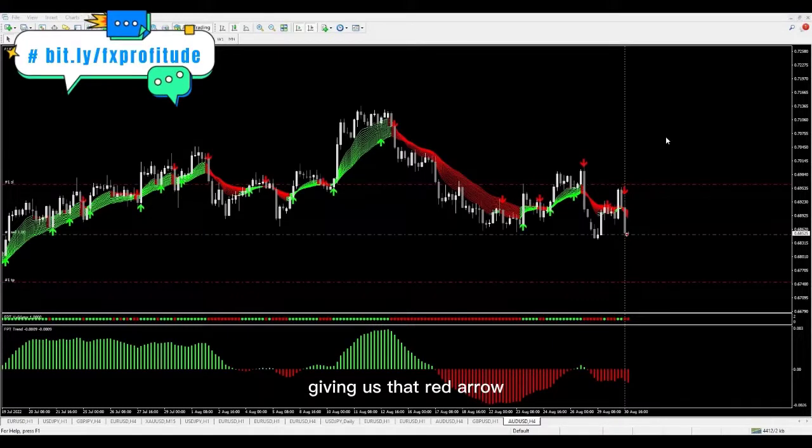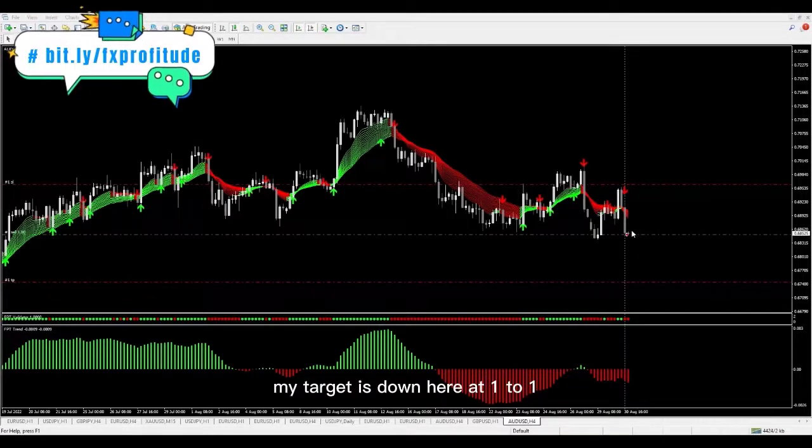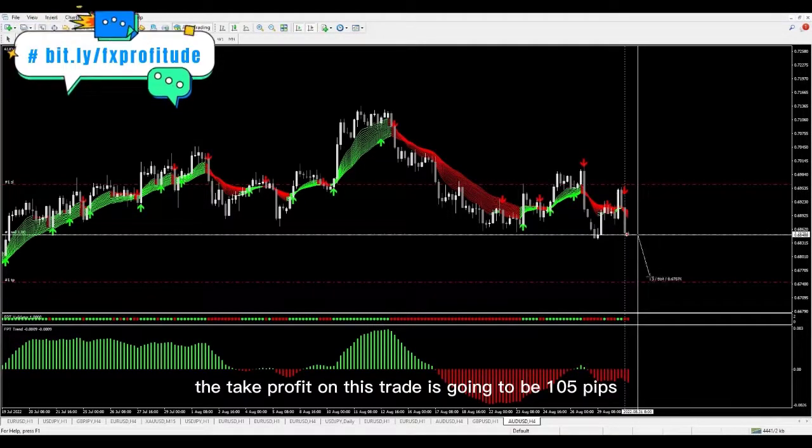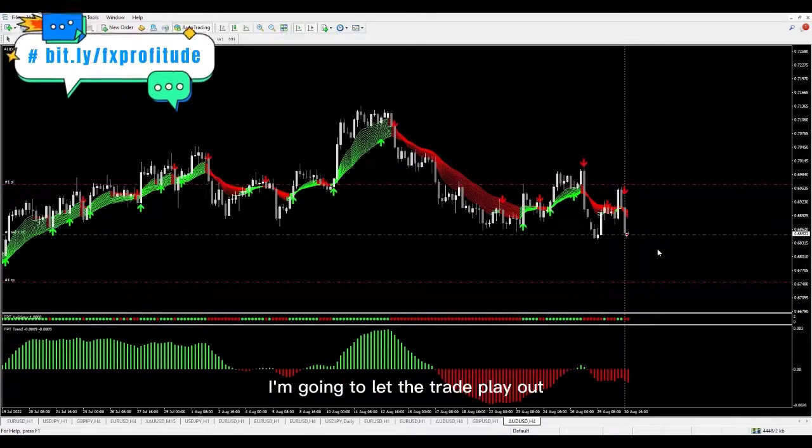The candle closed, giving us that red arrow. The new candle has opened and I entered the trade. My stop loss is placed in the most appropriate location. My target is down here at 1-to-1. The take profit on this trade is going to be 105 pips. And now that everything is good to go, I'm going to let the trade play out, and I will be back when the take profit gets hit.